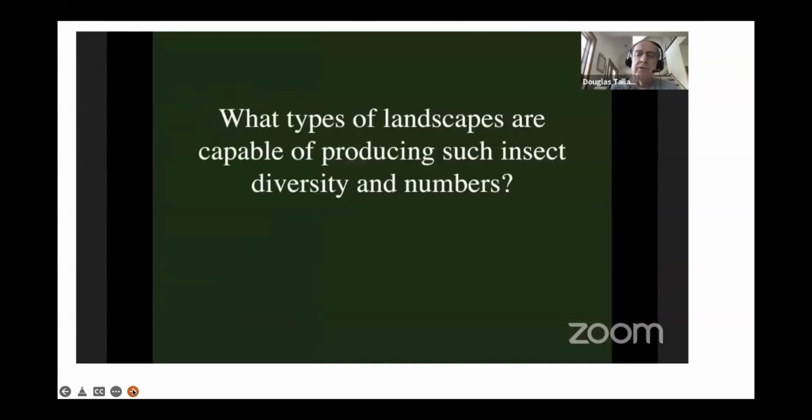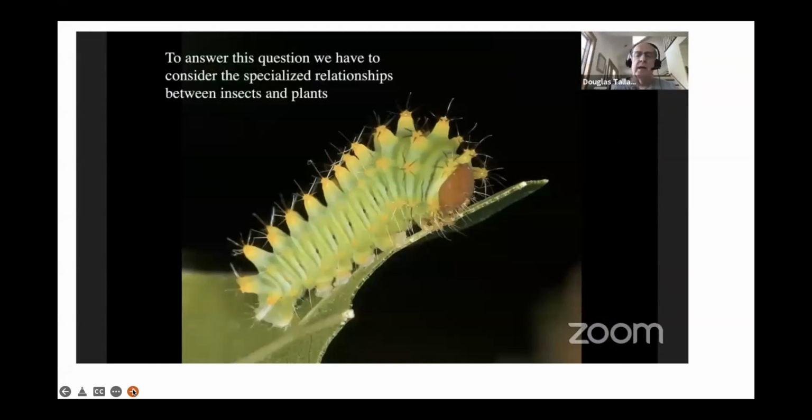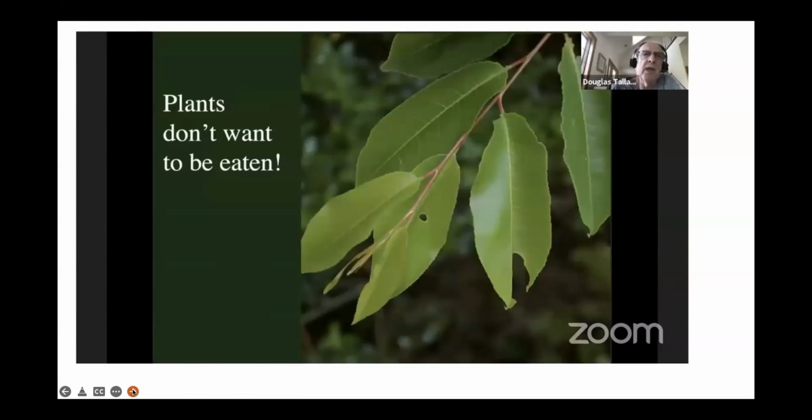Which means we have to create landscapes that are capable of producing the diversity and abundance of insects that we're talking about here, again, particularly caterpillars. So how do we do that? Well, we have to consider the specialized relationships between insects and plants if we want to have those insects. The reason most of the insects are specialized on particular plant lineages is because plants don't want to be eaten. They want to protect their tissues from insects.